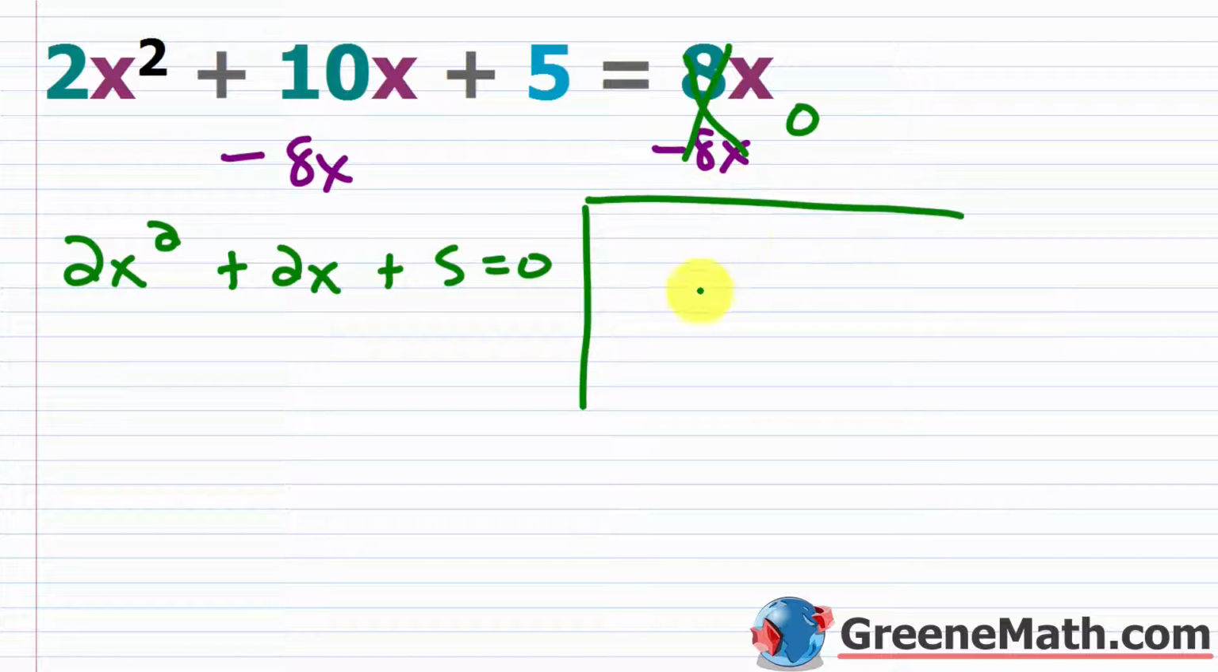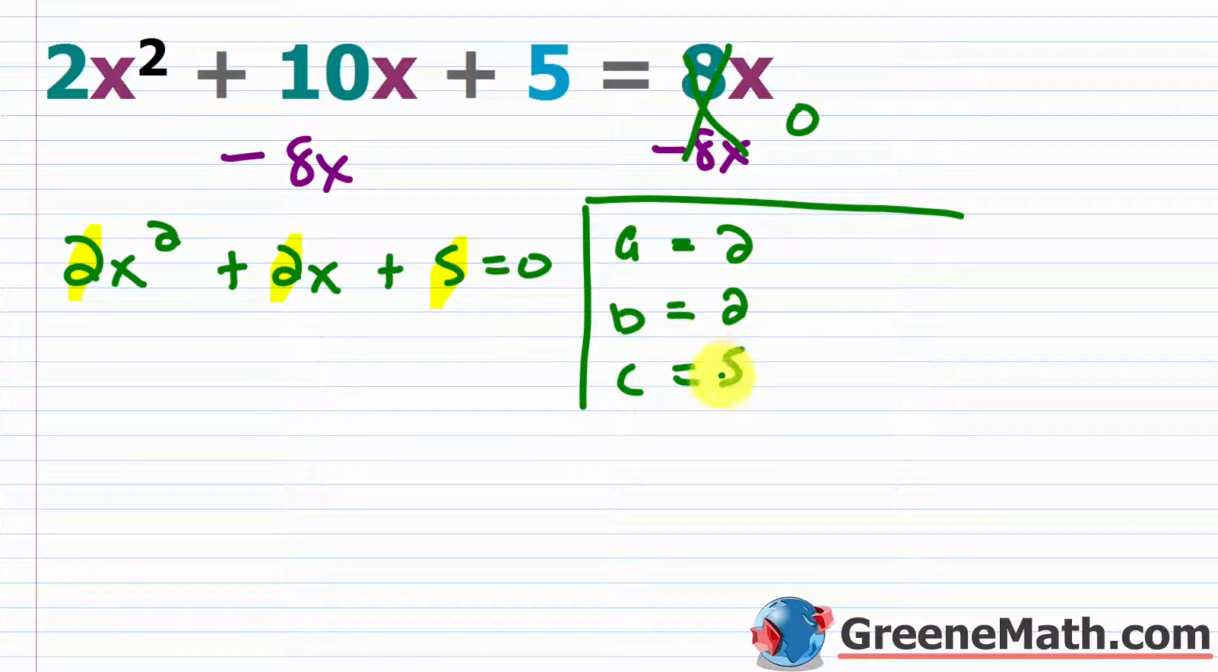And basically, I'm going to record the values for a, b, and c. Okay, so what's a? It's the coefficient for x squared. So this guy right here, so that's a 2. And then what's b? It's going to be the coefficient for x to the first power, so that's also a 2. And then what's c? That's going to be your constant term, so in this case, that's 5.